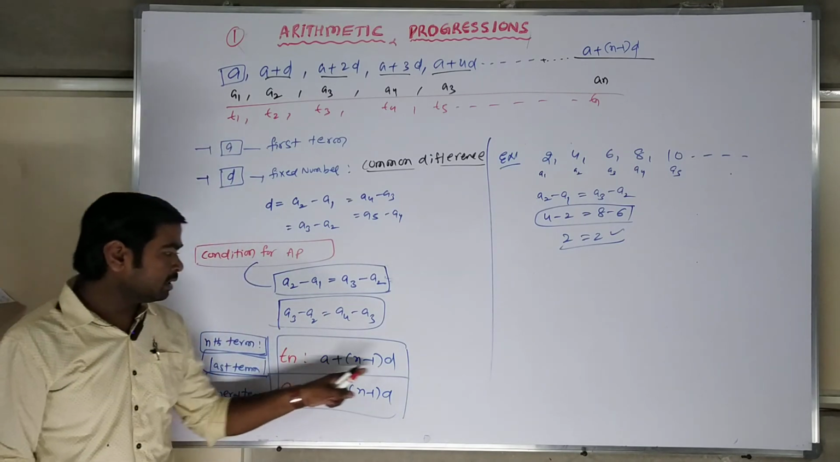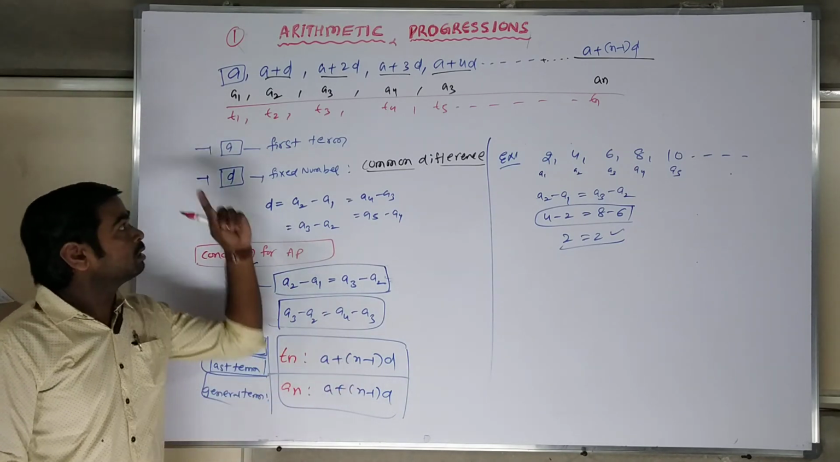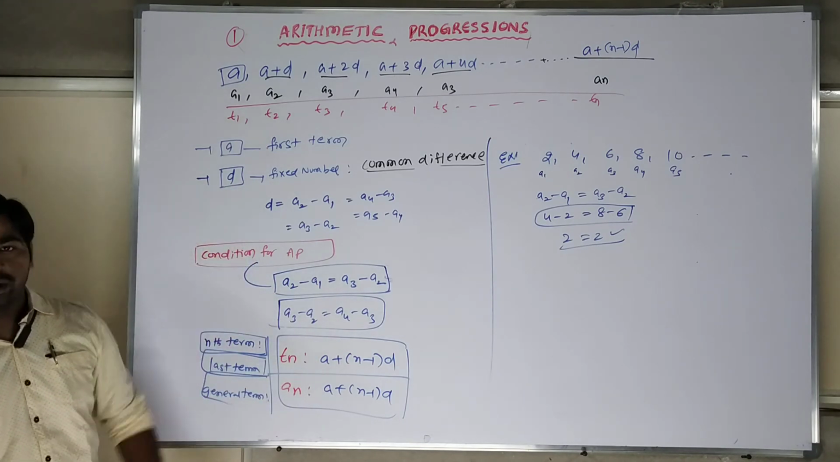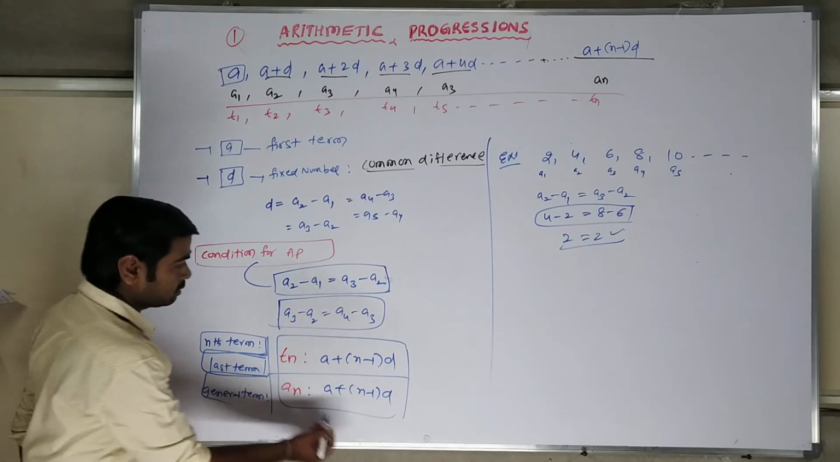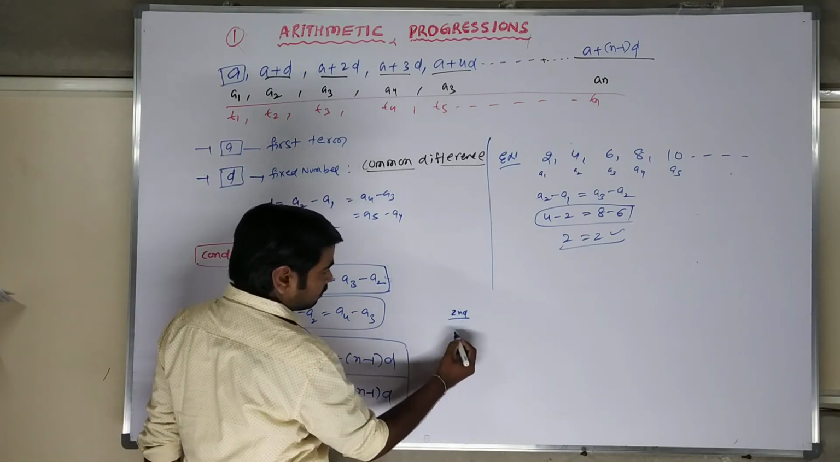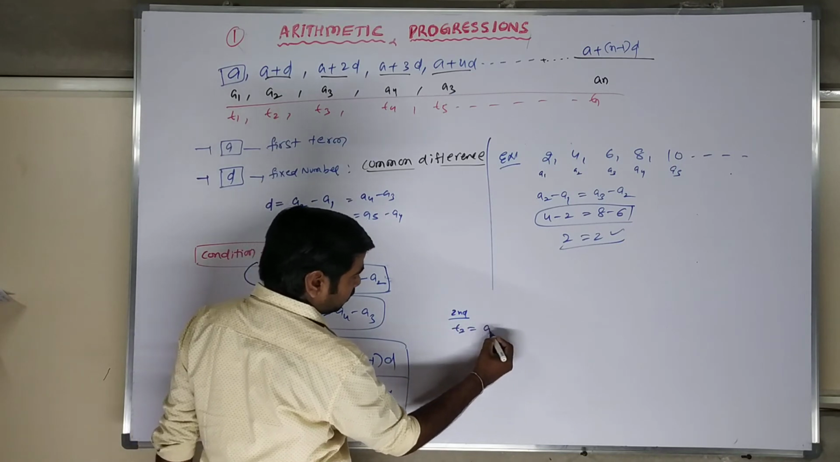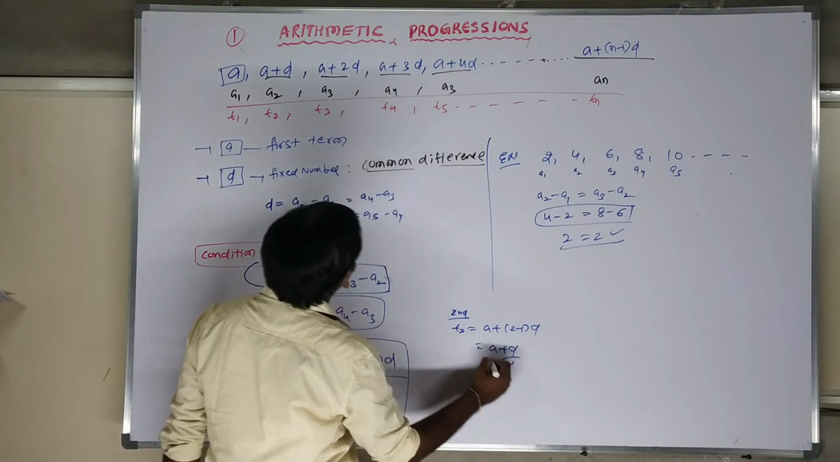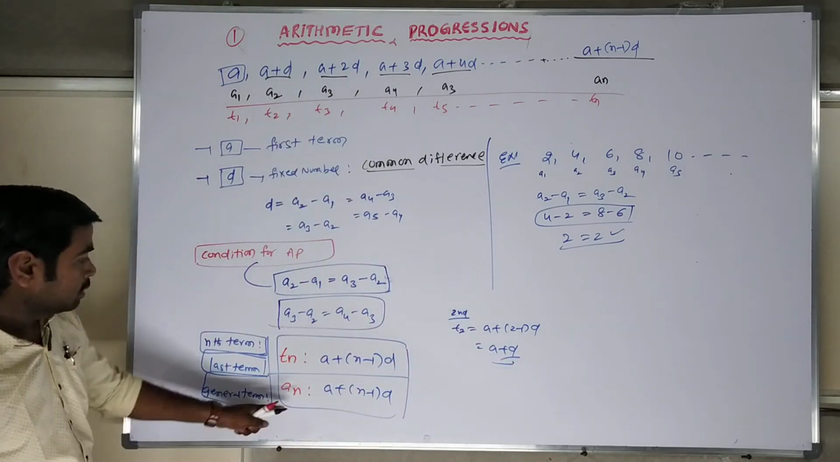If you know A and D and which term you want, everything will come out. If you know the nth term formula, any term you can find. If you want the second term, we can apply it directly. What is the second term? T2 is equal to A plus (2 minus 1) into D, so A plus D. So whatever term you want.